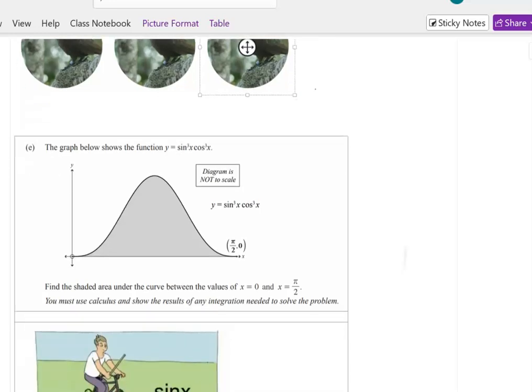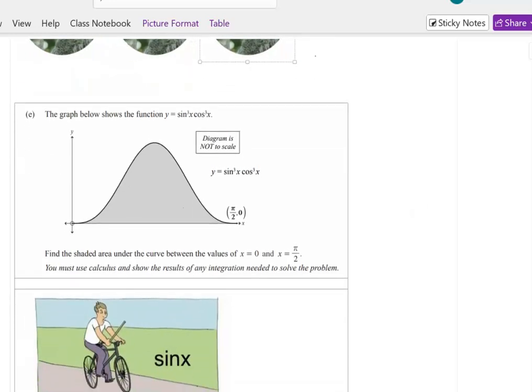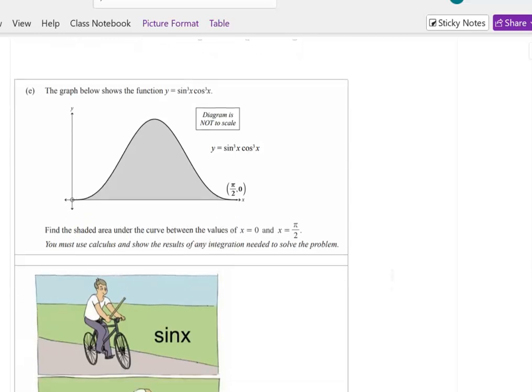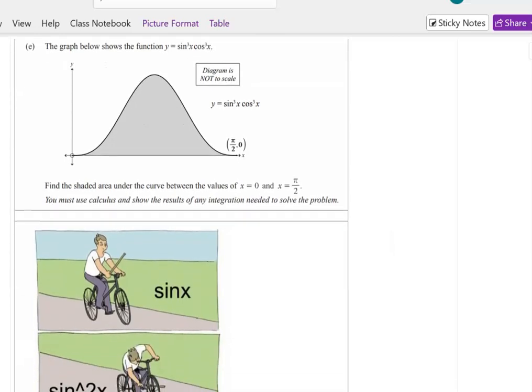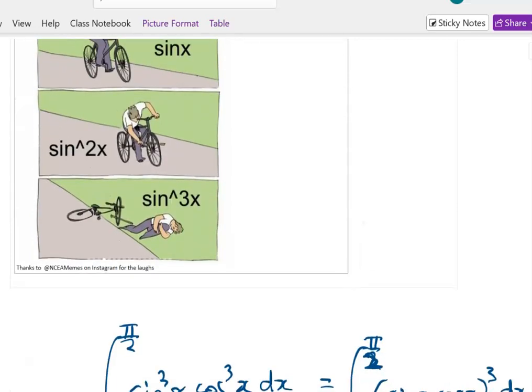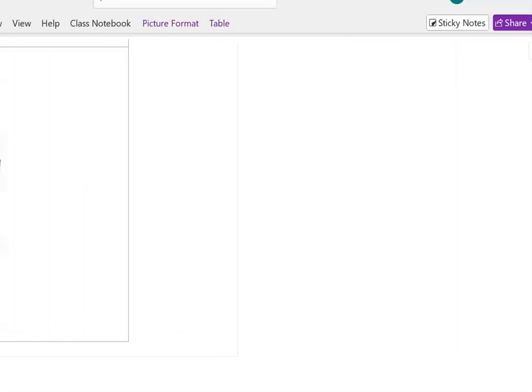Okay, so here's my graph, and we're told the limits of integration, and we're told to find the shaded area under the curve. So it doesn't get much more straightforward, except that the integration is a little bit tricky. So here's the meme, and now here's how we do the problem.